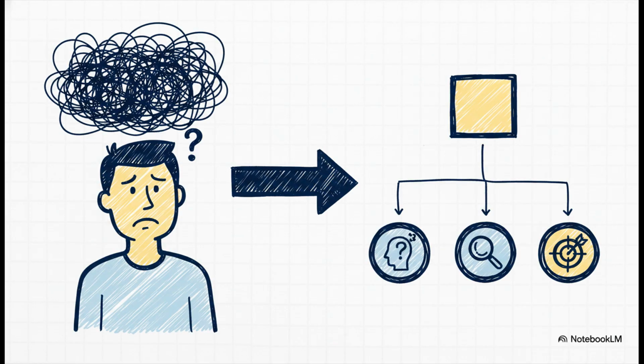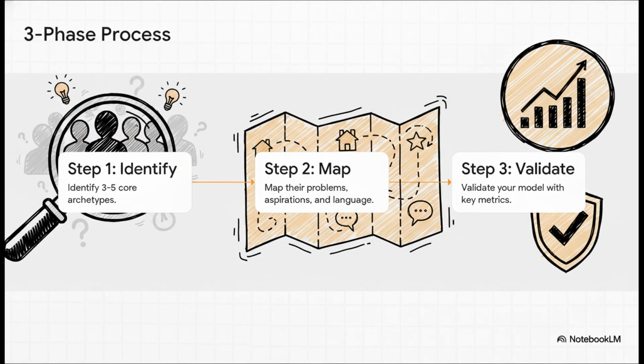So how do we fix this? The answer is a structured audience model. I want you to think of it like a roadmap. It helps you understand not just who you're creating for, but maybe even more importantly, why they should care in the first place. And the best part? It all breaks down into a simple three-phase process that you can actually use.